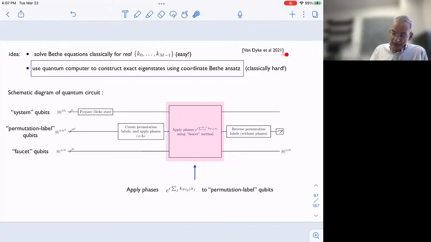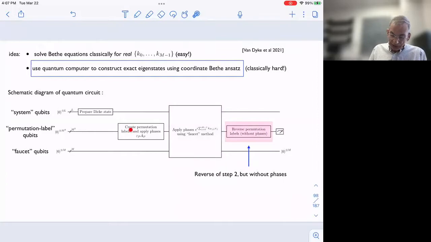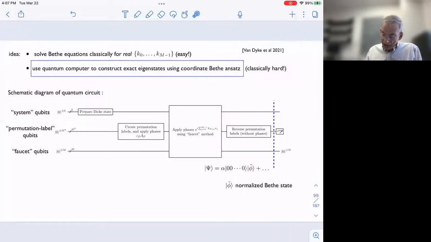And in order to do that, this group also needed these ancillary qubits, they called faucet qubits. And then the next step was to basically apply the inverse of this step, but without the phases. And that's almost the end. If at this point you ask yourself, what's the state of the quantum computer at this step here? What you'll find is that it's given by a linear combination of many vectors, but one of them is a vector where the qubits here are in the state phi tilde, which is the desired normalized Bethe state, corresponding to these values of k. And then all the ancillary qubits are in the state zero. And alpha is just some coefficient. That's going to be one of the many terms in the sum of the state vector at this point.